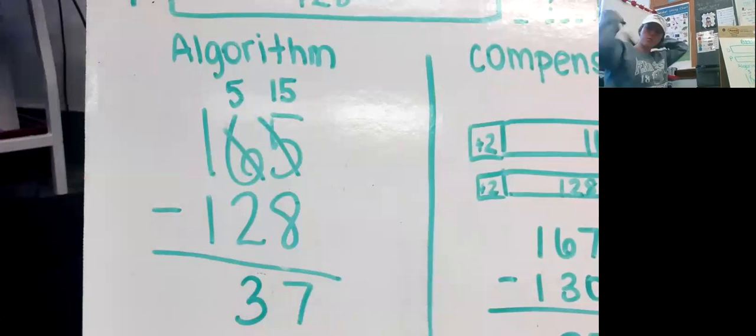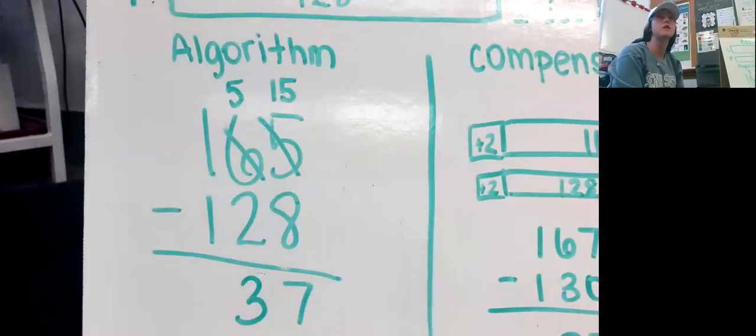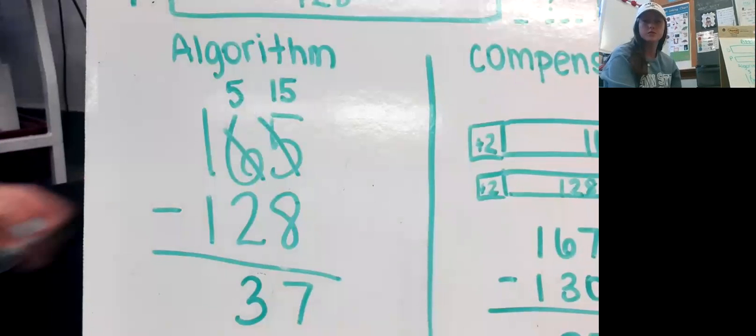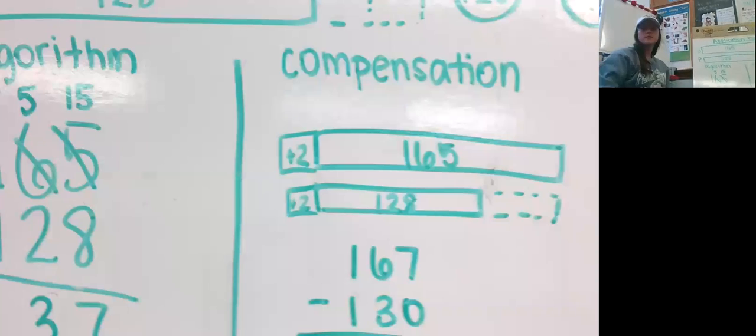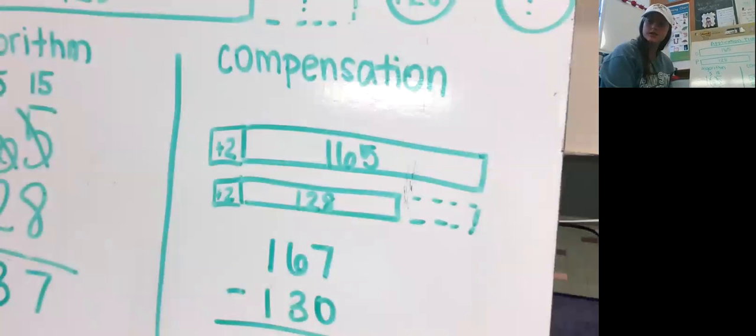Now, that's only one strategy we can use. We know so many different strategies we've learned in class. So one of the other strategies I chose to use was compensation. Now, compensation is a little tricky sometimes, but if you think about it, you're really just trying to figure out the number that's closest to the next 10 to help you solve this problem.